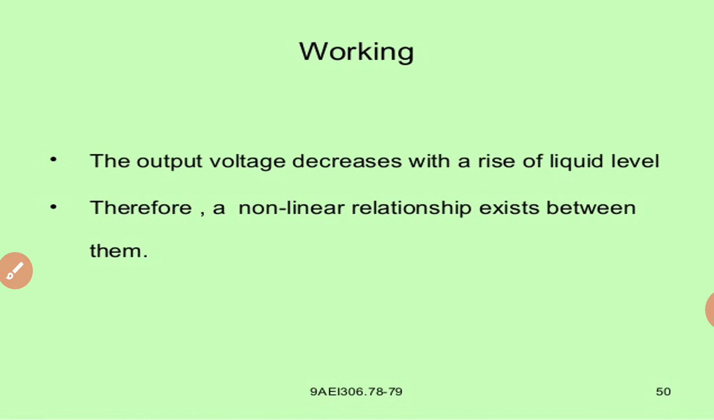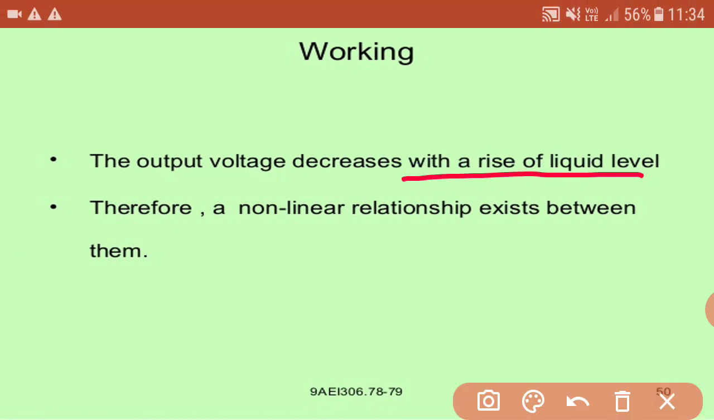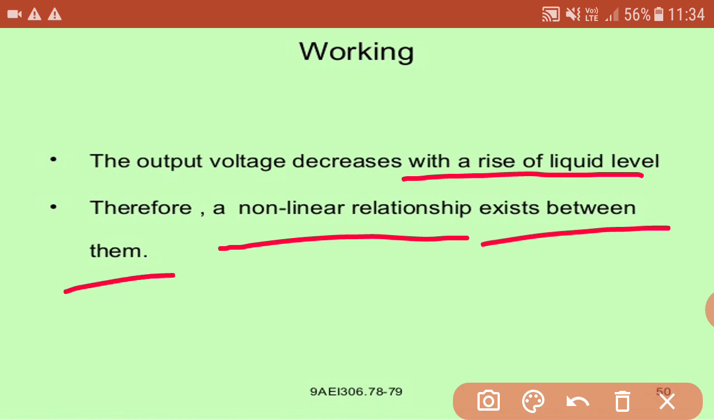The output voltage decreases with rise of liquid level. It means if the level of the liquid rises, then the output voltage will decrease. So its relationship is inversely proportional. Therefore, a non-linear relationship exists between them.